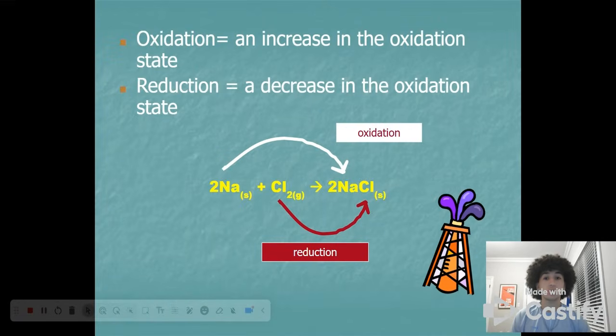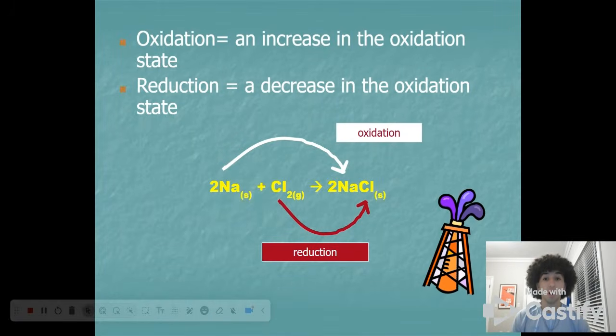So look at the example: 2 sodium solid plus chlorine gas yields 2 sodium chloride. Watch what sodium does here. Sodium goes from 0 elemental to +1 in sodium chloride. That's an increase. Sodium is oxidized. It lost an electron. Chlorine goes from 0 in chlorine gas to -1 in sodium chloride. That's a decrease. Chlorine is reduced since it gains an electron.